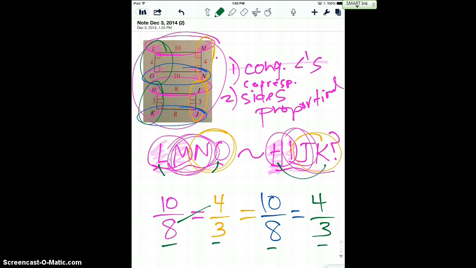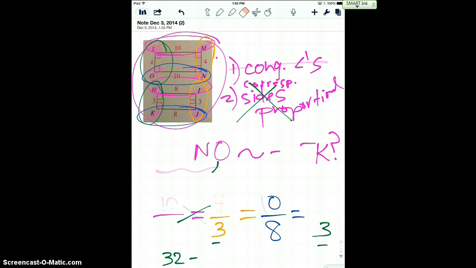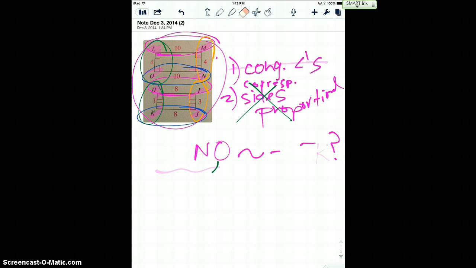So I can just check the cross products and see if they're equal. I have, oh man, 8 times 4 is 32. Is that the same as the other cross product of 30? No! This did not work out. They are not in proportion to one another. So, after all my work there, I would say and write out that rectangle LMNO is not similar to rectangle HIJK.